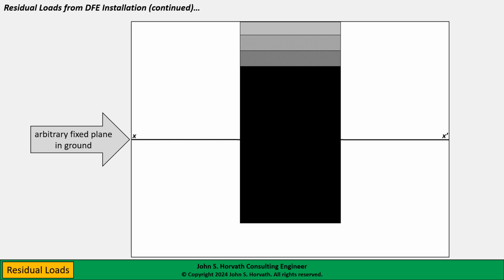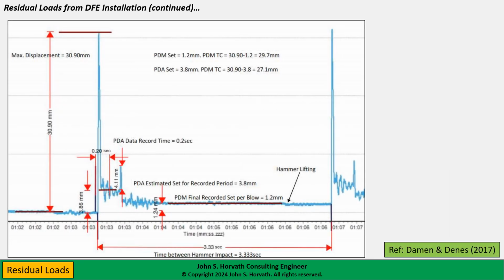And this next slide illustrates this quantitatively. This is based on some research that I quote here. So what we're looking at is the displacement of a pile into the ground, and on the horizontal axis we're looking at time. So the time between each of these spikes is 1 blow of the hammer, in this case a little bit more than 3 seconds apart.